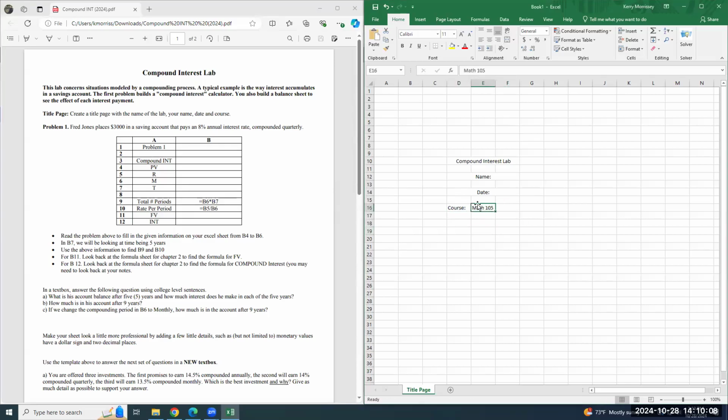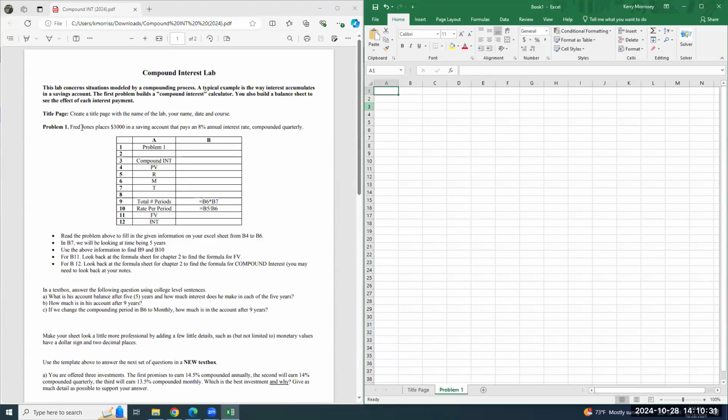Oh, it's because I did it that way. Course 5. Make it look nice, add some creative flair, and let's go to our first problem by opening a new sheet. We'll just say this is problem 1.